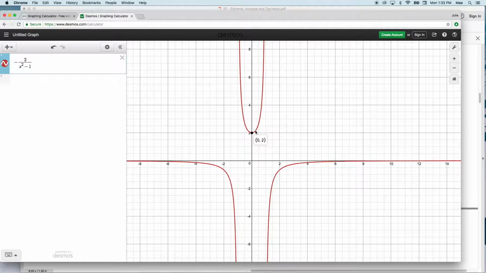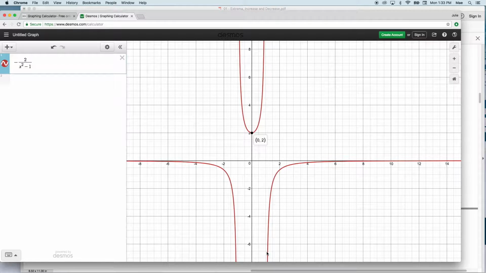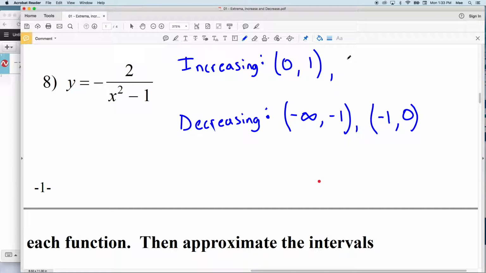And then from 0, we're increasing until that point of discontinuity, which is x equals 1. So we're increasing from 0 to 1. And then, again, our function is still increasing. So after that point of discontinuity, until infinity, our function is increasing. So from 1 to infinity, our function is increasing.